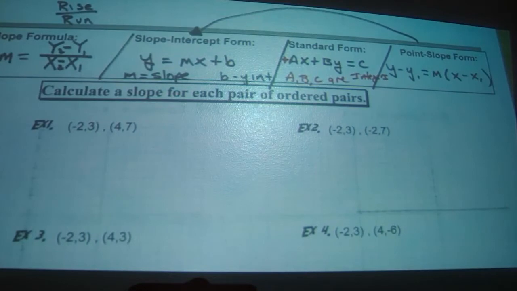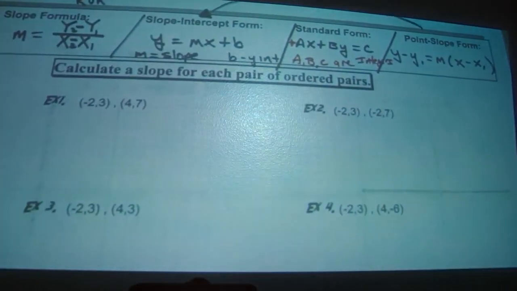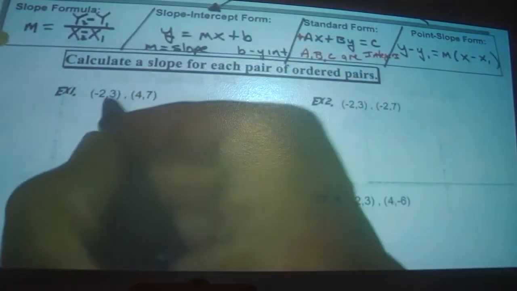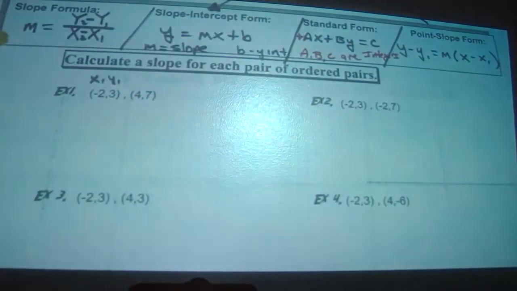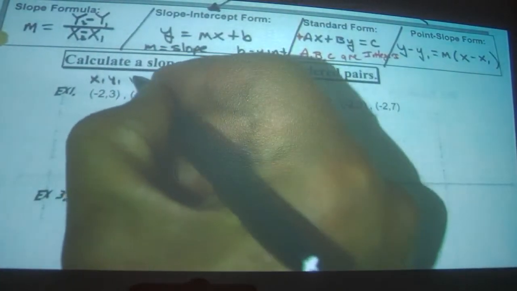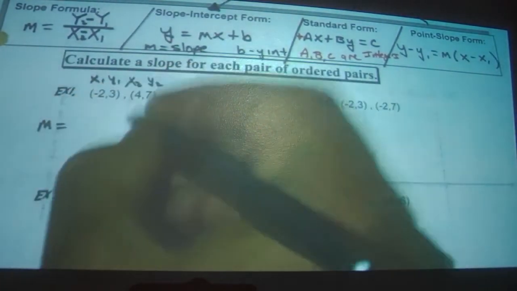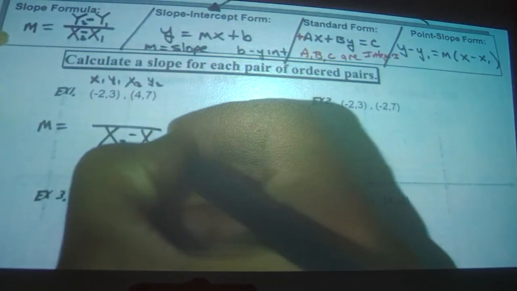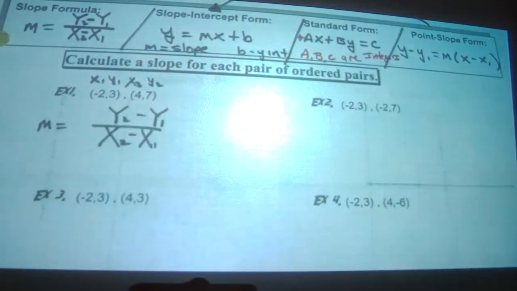Example 1 says, calculate the slope for each of the ordered pairs. So I have 4 examples. I'm going to walk you through 2 of these, and then I'm just going to give you the answers for the other 2. So I have a coordinate point, -2, 3. So I'm going to mark this x1, y1. And then I have our coordinate point 4, 7. So I'm going to mark that x2, y2. And then I'm going to use my picnic table, margarita glasses. So I get x2 minus x1 on the bottom, and then y2 minus y1 on top.